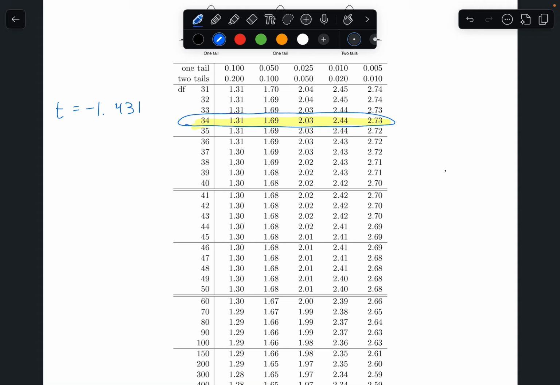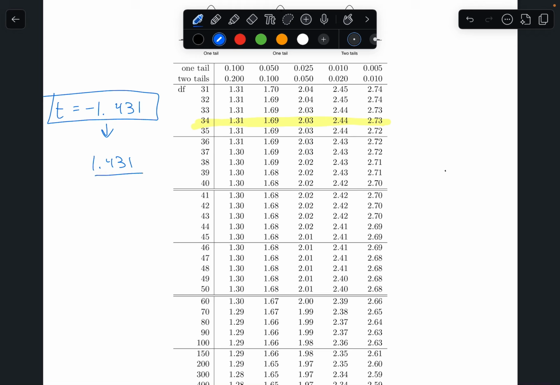Now, first thing I'll notice is none of these values are negative. They're all positive. For the purposes of calculating or estimating the p-value, if we have a negative test statistic, we're just going to change the sign to make it positive. So 1.431. If you're answering the question, what is the test statistic? Then yes, I want to use this negative 1.431.